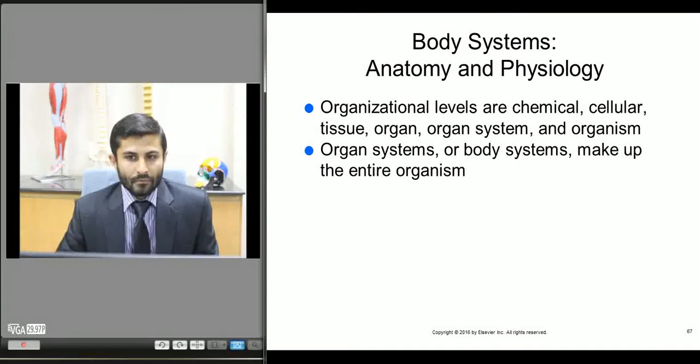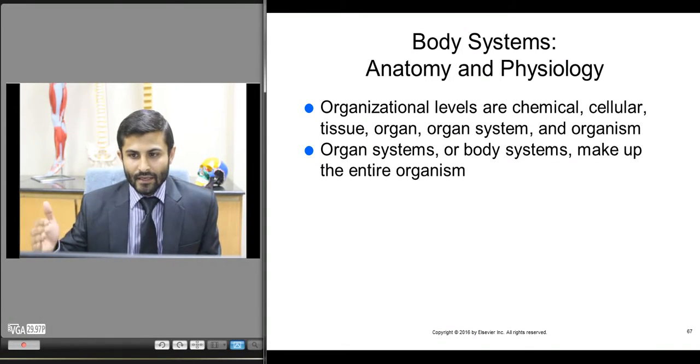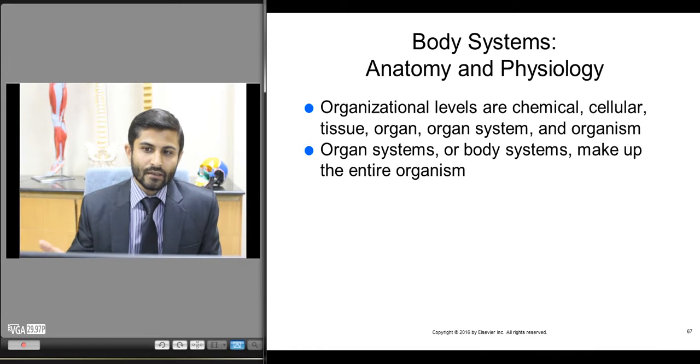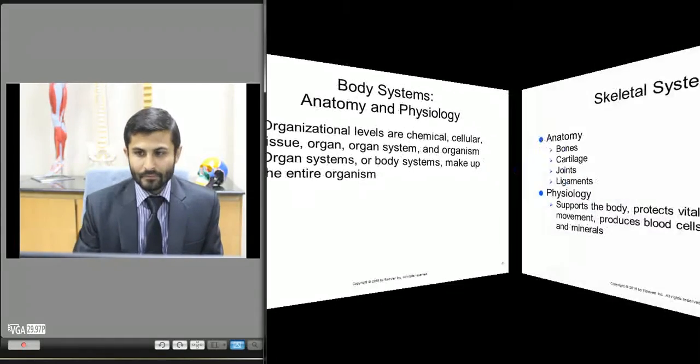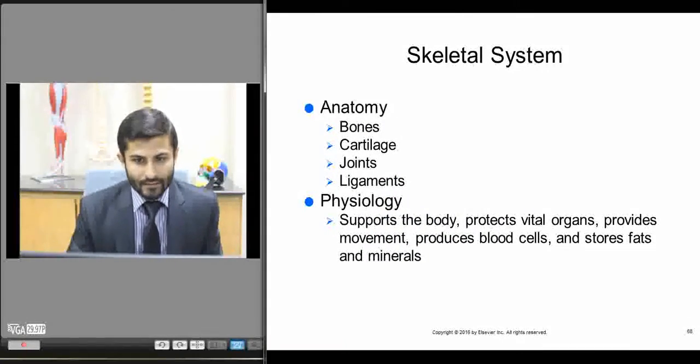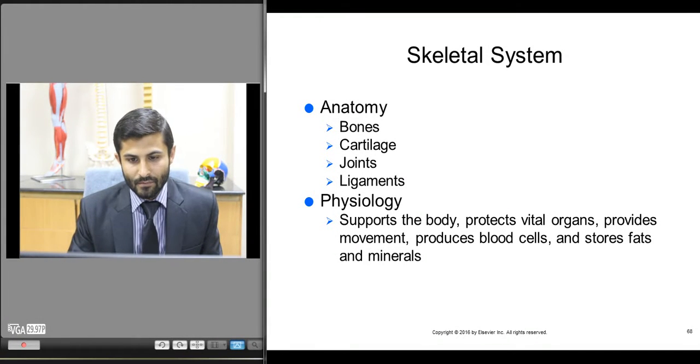Now, talking about the body systems, the organizational levels are chemical, cellular, tissue, organ system, and organism. Organ systems and body systems make up the entire organism. The skeletal system consists of the bones, the cartilage, the joints, and the ligaments.